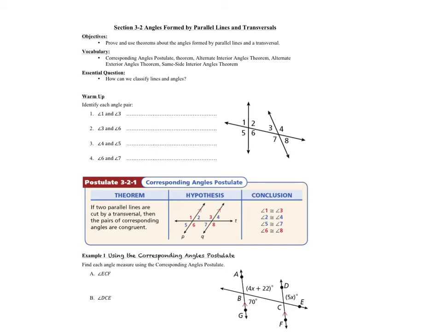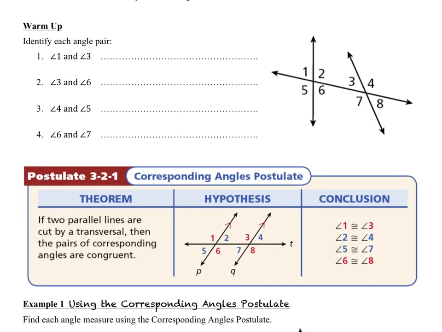This is 3-2, angles formed by parallel lines and transversals. Try the warm-up, pause the video, and hit play when you're ready to hear the answers.